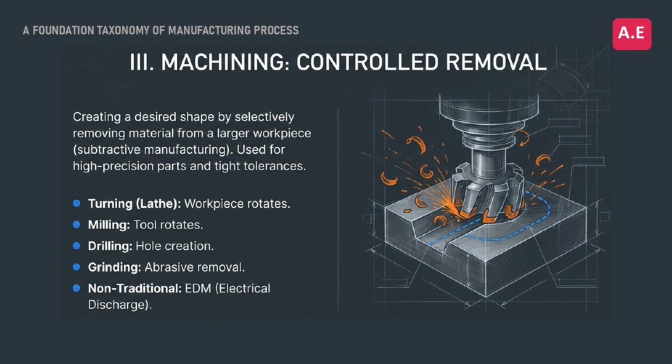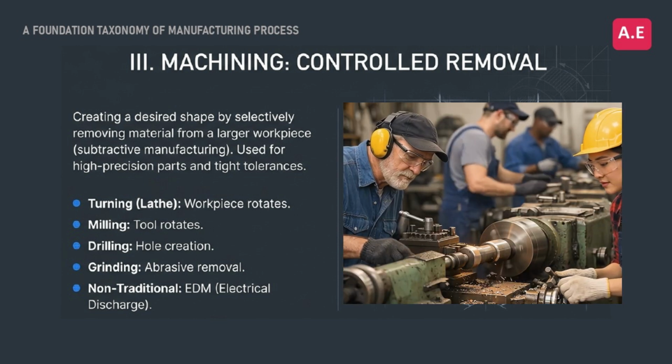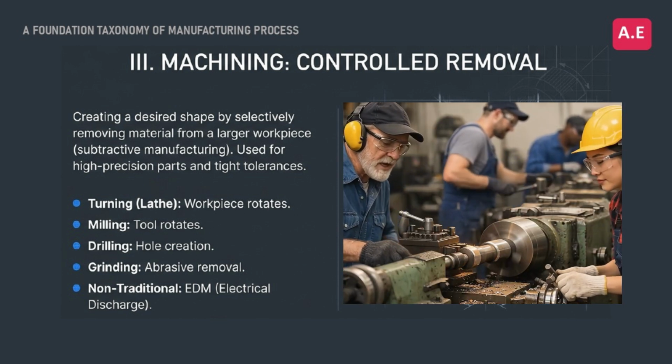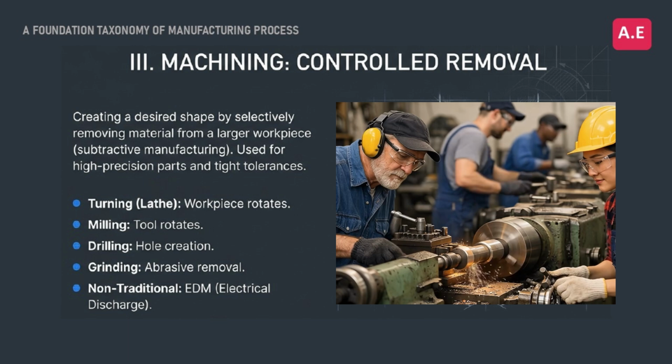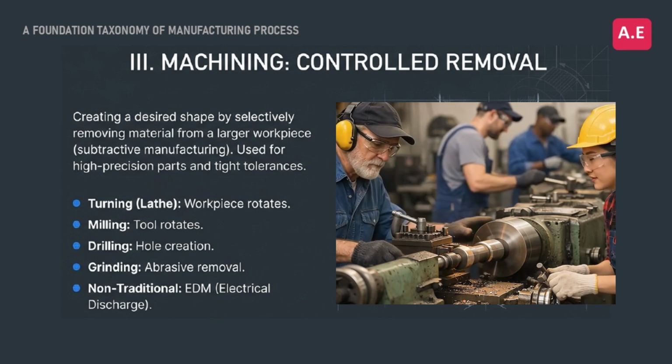We have turning, where the workpiece spins on a lathe. Milling, where a rotating cutting tool shapes the part, drilling to create holes, and grinding for superfine surface finishes. And for ultra-hard materials, we have non-traditional methods like EDM, which uses electrical sparks to erode metal. This is how we make critical components for engines, transmissions, and precision tools.